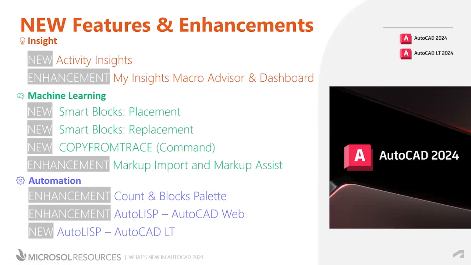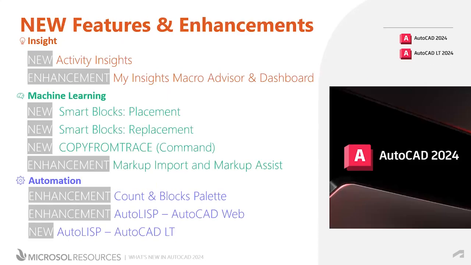And now the new features and enhancements that we have for this release of AutoCAD. So this year's new features and enhancements or enhanced tools are within three major categories. We have the Insight category, which includes the activity insights and enhancements for the Macro Advisor and dashboard. We have the Machine Learning category with three brand new features, which are the Smart Blocks Placement, the Smart Blocks Replacement, and the Copy from Trace command, as well as some enhancement to Markup Import and Markup Assist.